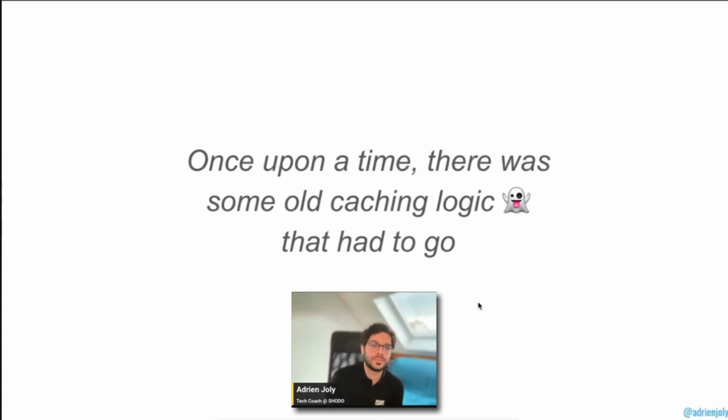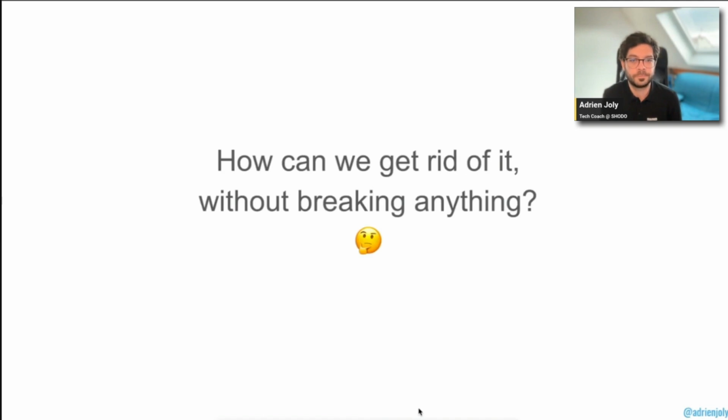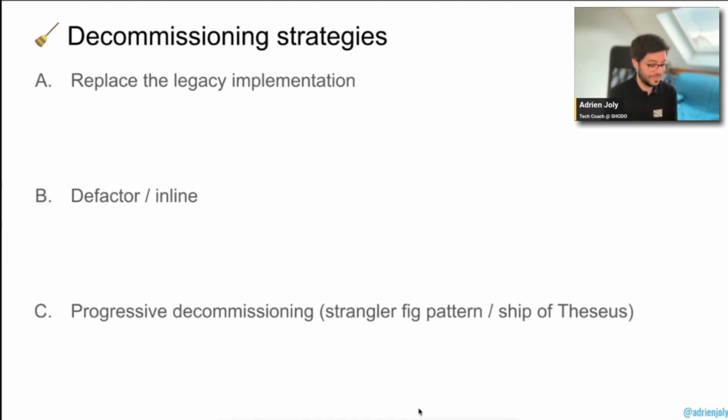Once upon a time, there was some old caching logic that had to go. That cache was used everywhere in the code. So here it's called usernames, and you see that it's called everywhere in the code base. So how can we get rid of it without breaking everything? That's what we're going to do today.